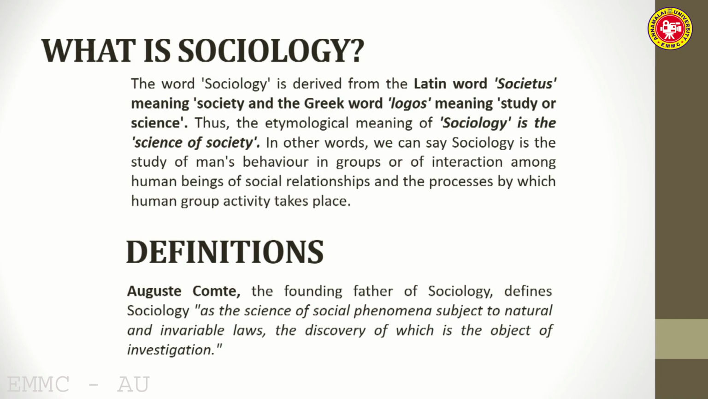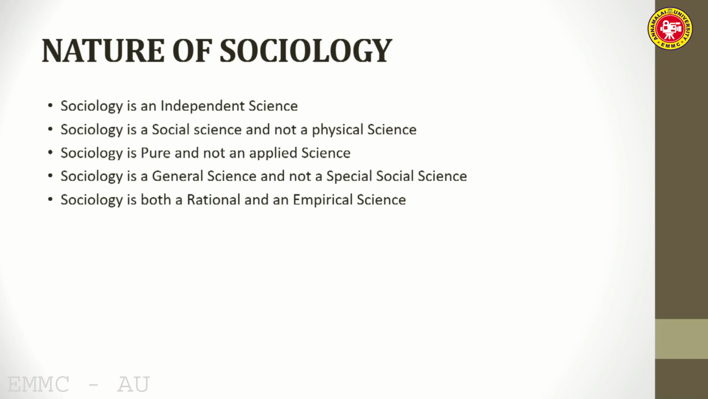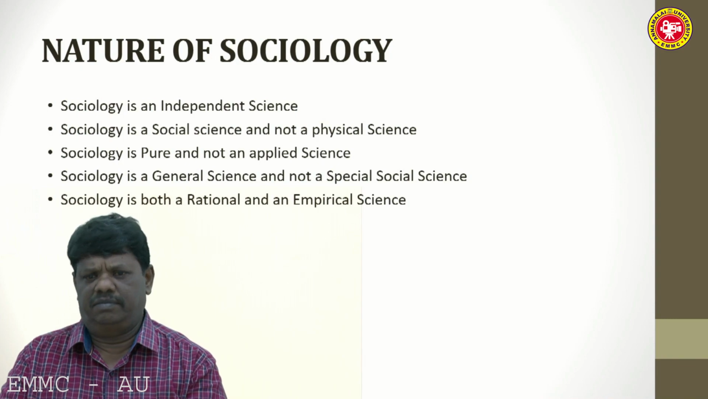Then definitions. According to Auguste Comte, the father of sociology, the founding father defined sociology as the science of social phenomena subject to natural and invariable laws, the discovery of which is the objective of investigation. Then the nature and scope of sociology.